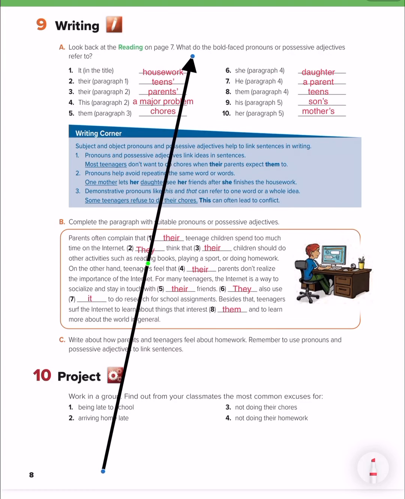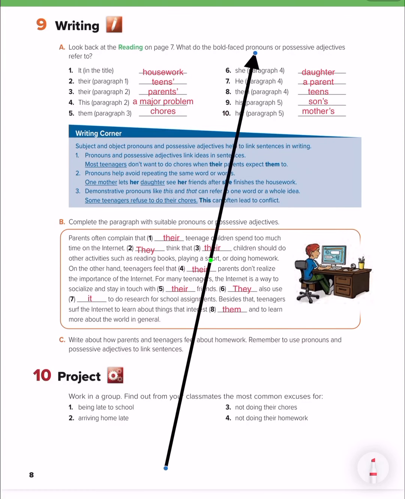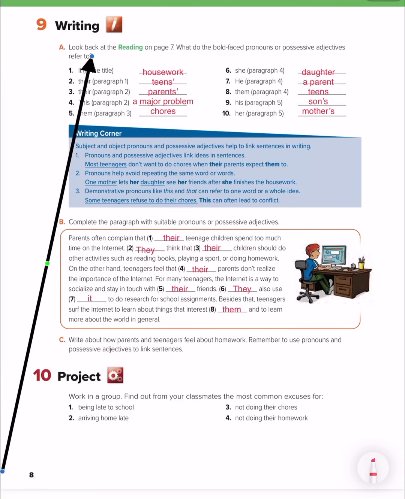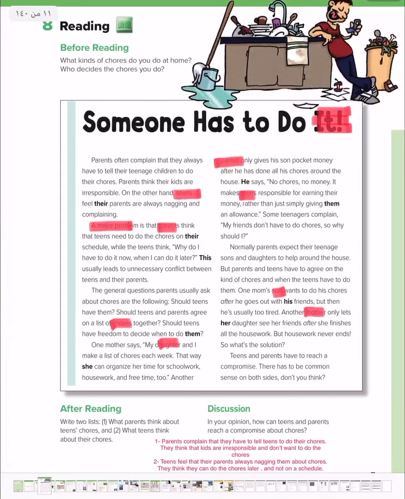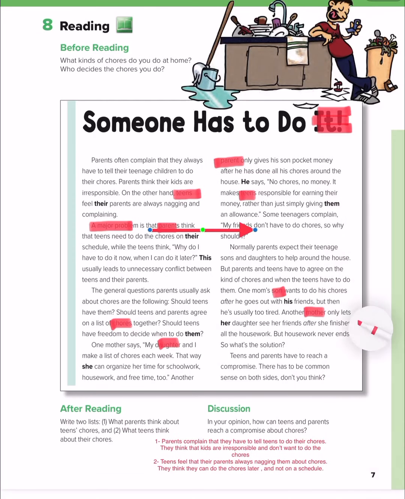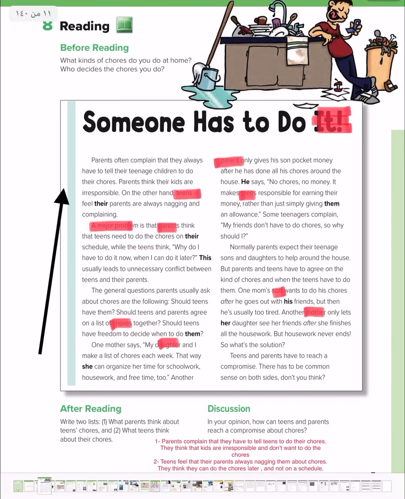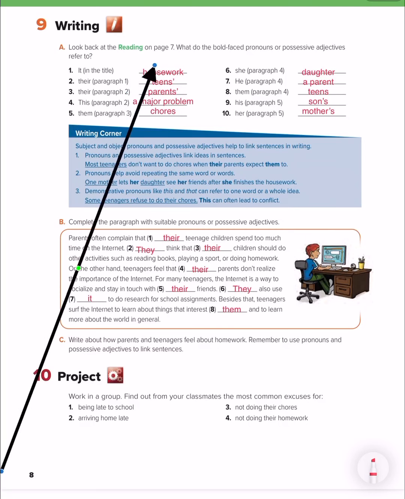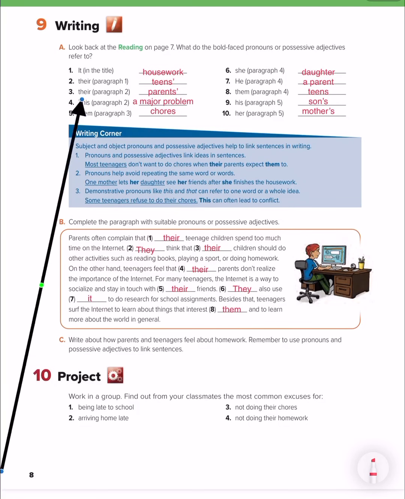What do the pronouns or possessive adjectives refer to? So look, what do we have here? As you can see, we have some words, some pronouns: here, there, this, them, she, he, them, his, and her, and of course, it. So we will look at them, then we will know.